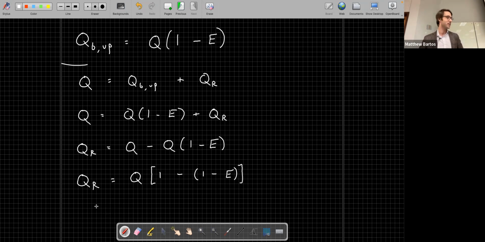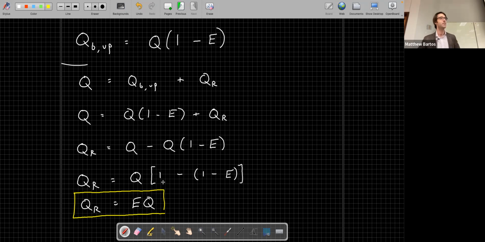Yeah, it just evaluates to E. So we get that QR is equal to EQ. Okay, so we have two expressions for QR. Let's go ahead and equate them.